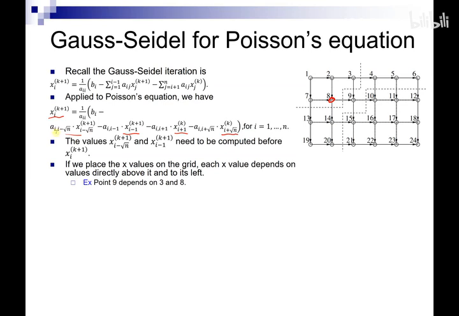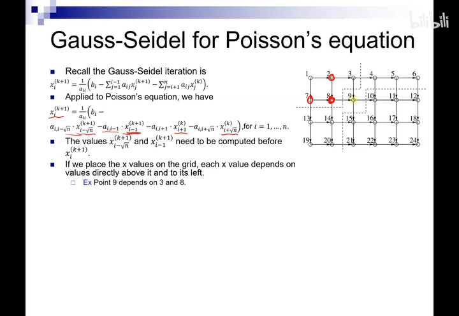Now which two values do we need from the k plus first iteration? Here you can see that we need the one which is to the left of us. If you look at this coordinate over here, this is a value that's to the left of us. We also need the value that is in the previous row, directly above us. So for example, for this 8 value, in order to compute x of k plus 1 sub 8, you need to have x of k plus 1 sub 7, and you need to have x of k plus 1 sub 2.